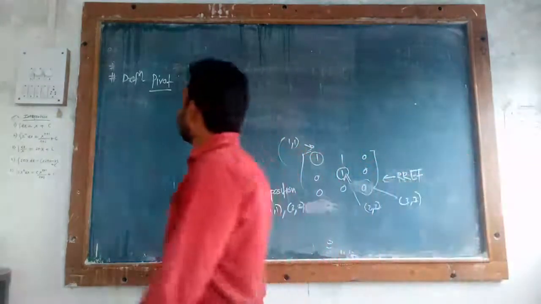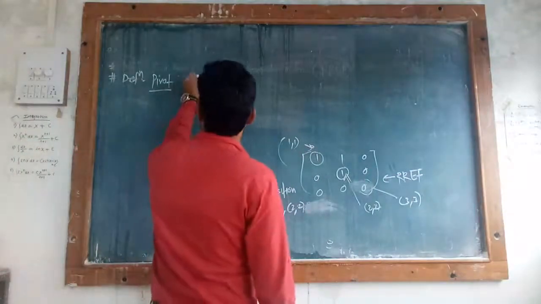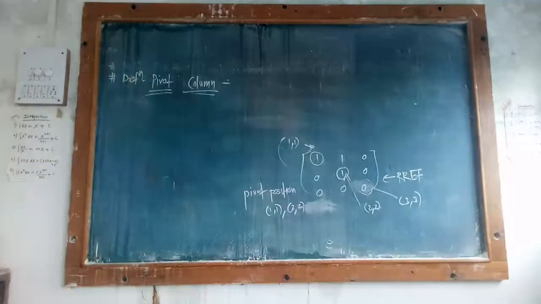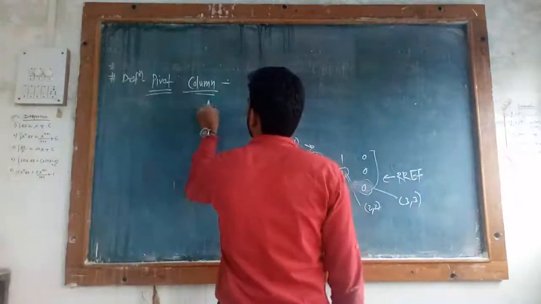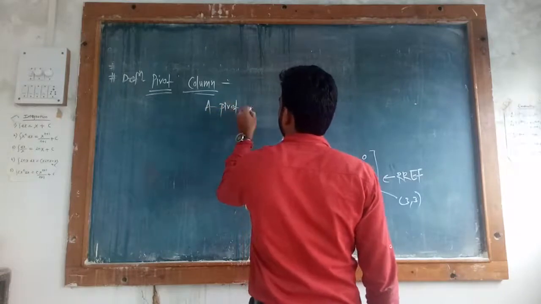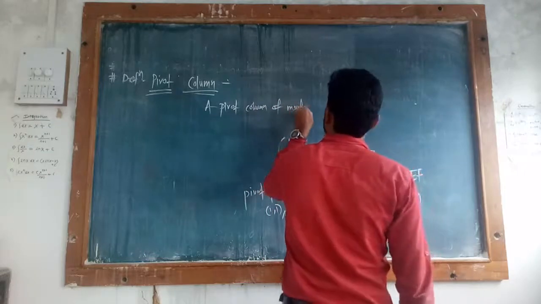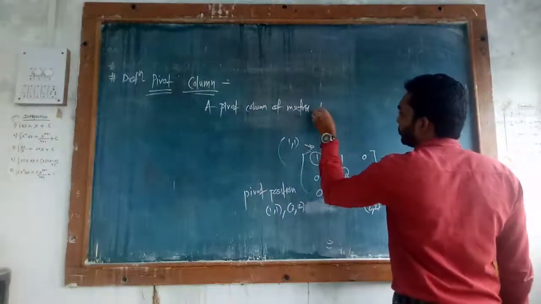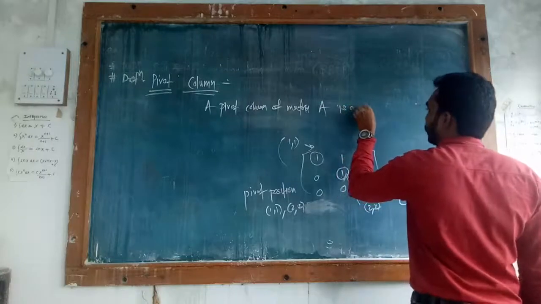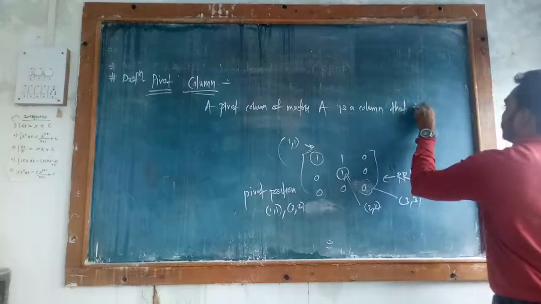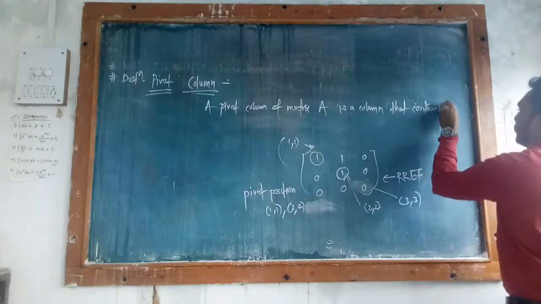Now let us define what is meant by pivot column. What is meant by pivot column of a matrix? A pivot column of a matrix capital A is a column that contains a pivot position.